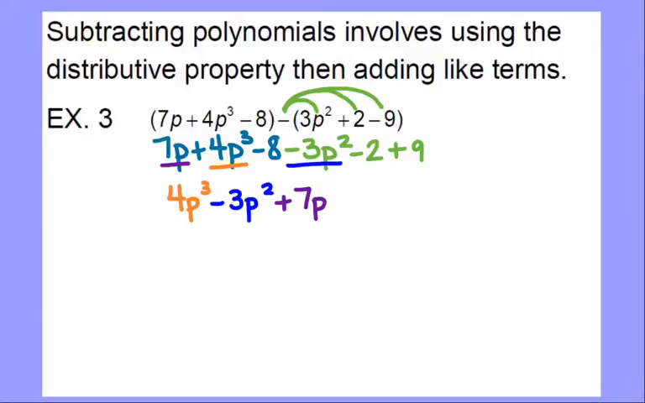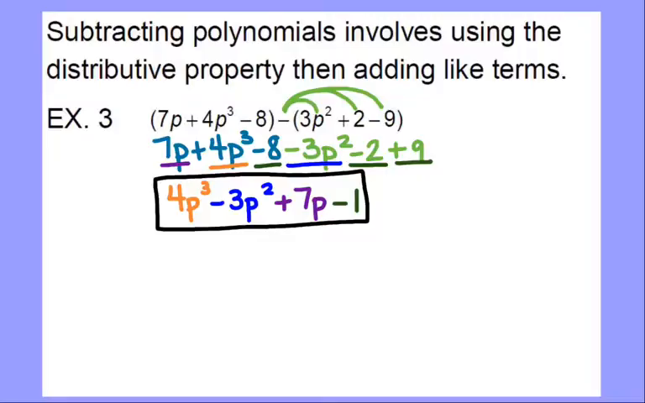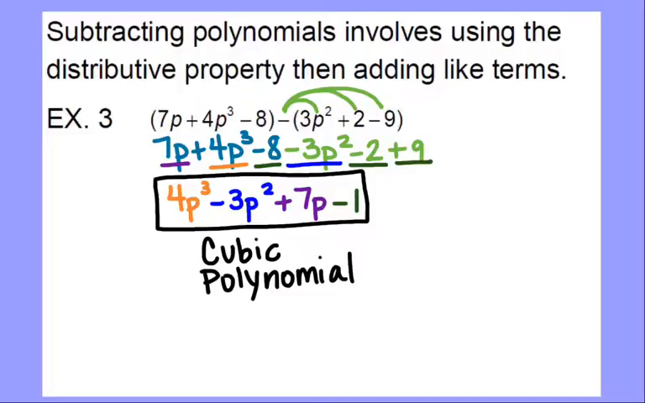And then last should always be your constant terms. So I have a negative 8 plus 2 minus 2 plus 9. So negative 8 minus 2 plus 9 is equal to negative 1. So always double check to make sure you've collected all of your like terms. They should be in descending power. This would be a cubic polynomial because the highest degree is 3 and it has more than 3 terms, so we call it a polynomial.